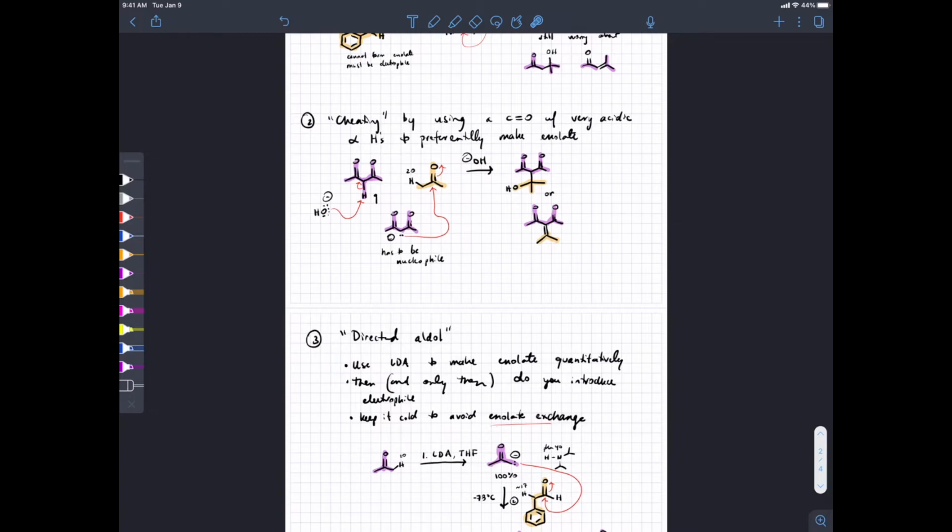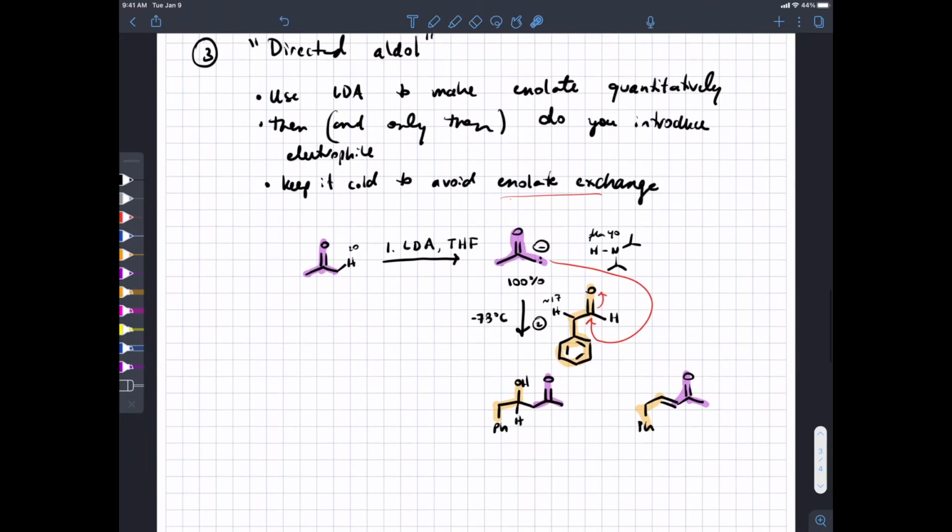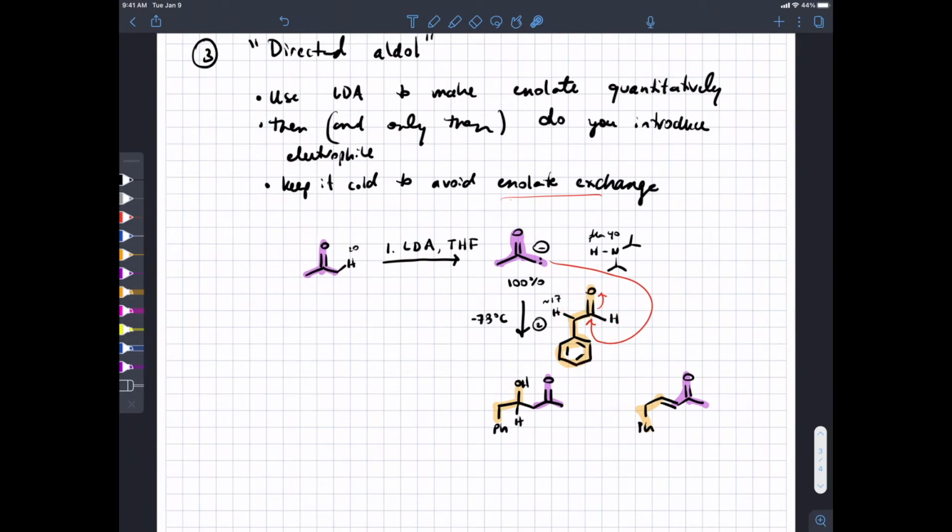What else? Yeah? How do you neutralize the LDA so it doesn't react with the aldehyde? Well, you only use a precise amount of LDA, perhaps one equivalent, and you do that carefully and first, so that by the time you get here, this molecule never sees LDA, and it never sees unreacted starting material. It only ever sees enolate. Okay, others?